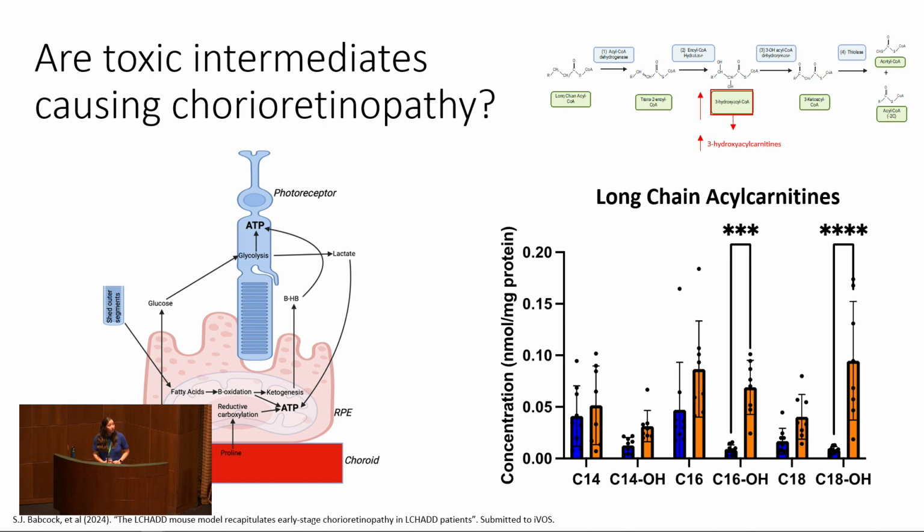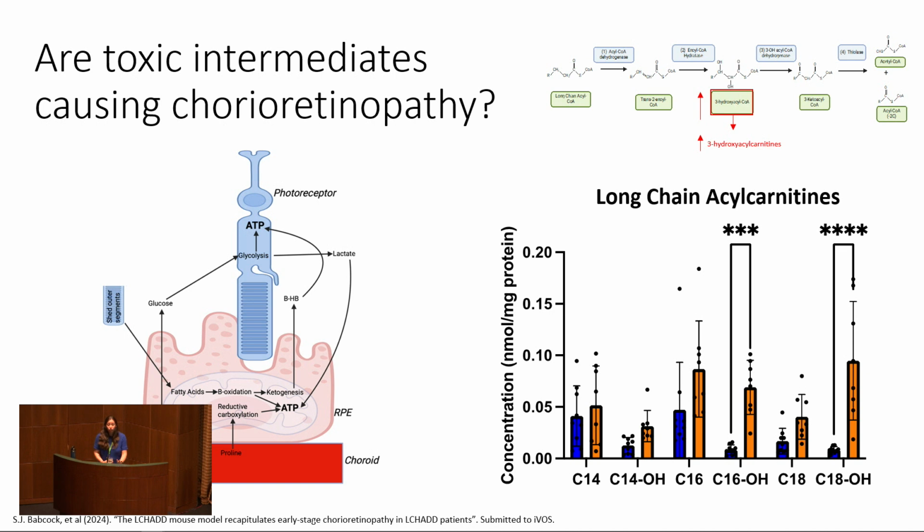And it's been shown that the RPE actually do rely on fatty acid oxidation, not only to make energy for themselves, but also to maintain the photoreceptors as well. And so the hypothesis is that the RPE is creating these hydroxyacylcarnitines and other toxic intermediates, and they're accumulating inside of those cells and then causing those RPE cells to die, which initiates that chorioretinopathy.